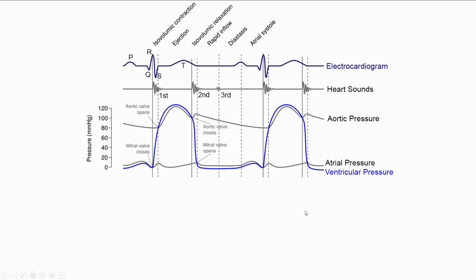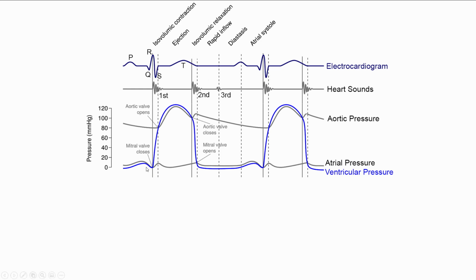If we add this chart now, we've added all these lines which are showing pressure, in millimeters of mercury. This gray line down here that stays lower is going to be your atrial pressure. The blue line with this large jump is ventricular pressure. This top line that is going between 80 and 120 millimeters of mercury, that's your aortic pressure.